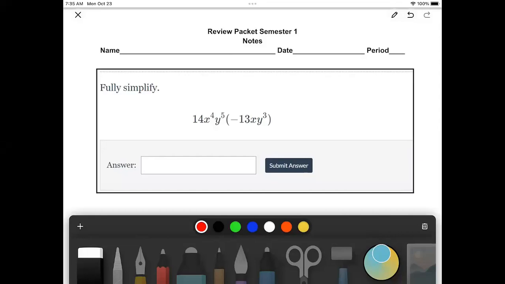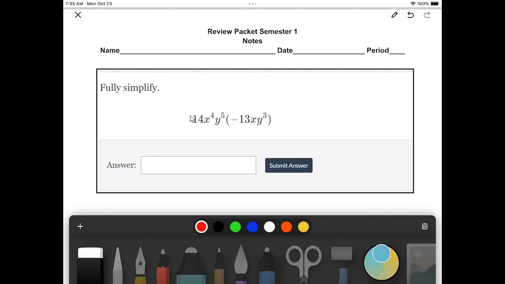I'm going to do a quick video on how to use the product rule to multiply things that have exponents or the same base. This problem says fully simplify it. Basically, anything that has the same base, the exponents should be combined. You should add them, but the numbers, the coefficients, you just multiply them.